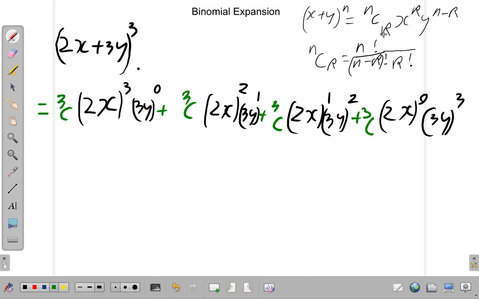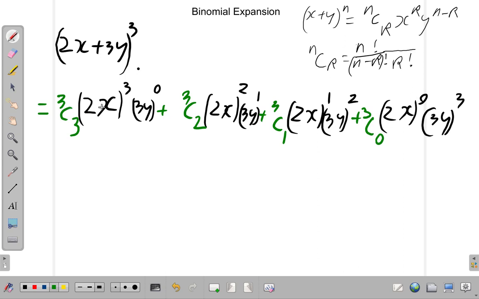Notice 3cr, x to the r. So r will be the same as the power of x. I mean the power of 2x. Not just x alone, it's 2x in this case. So here, this is 3c3, then 3c2, then 2x is raised to the 1, so it's 3c1, then 2x raised to the 0, so it's 3c0.